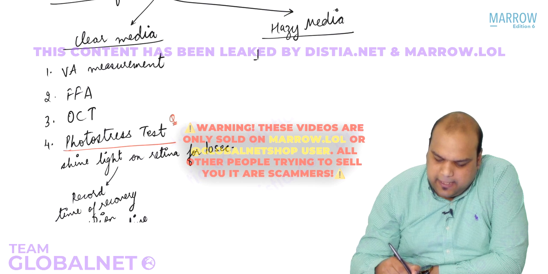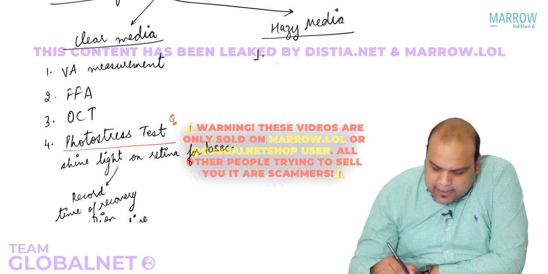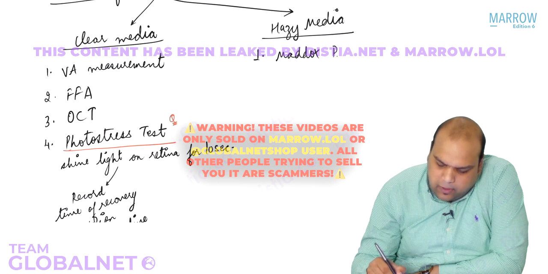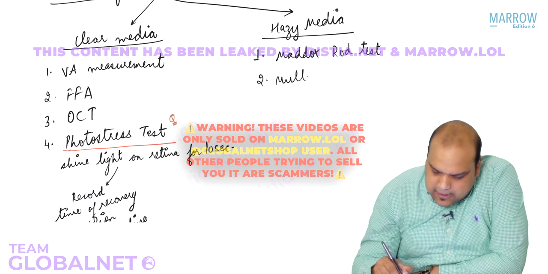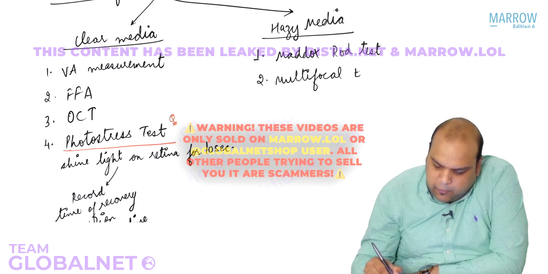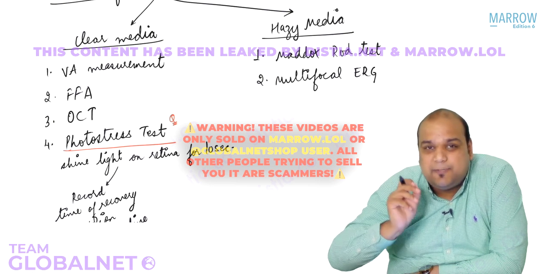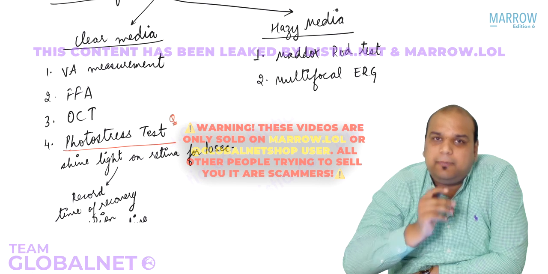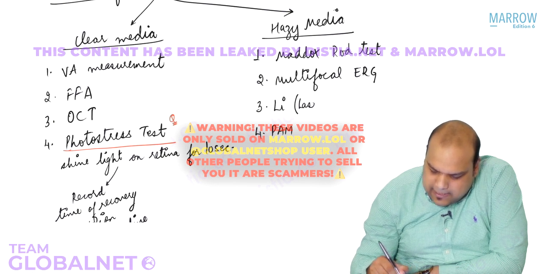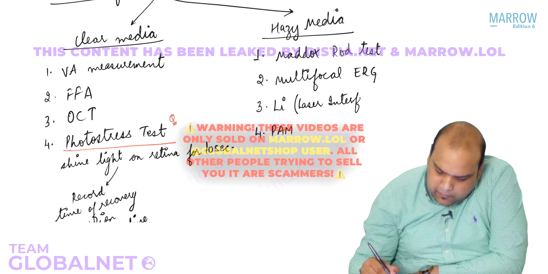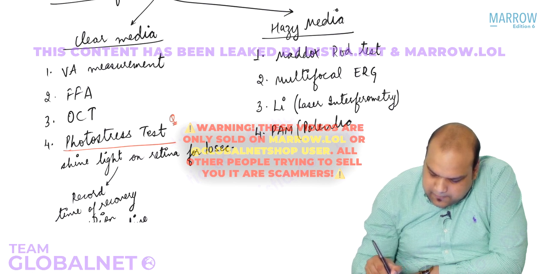What about the test in hazy media? In hazy media, everybody, the test we can do is Maddox rod test, already explained in squint lecture. Number 2, everybody, as we have just now noted a little while back, multifocal ERG, because it is producing responses only from cone cells, everybody. It can be used as a macular function test. Number 3, we can do something called as Lee and Palm. Lee is called as laser interferometry, and Palm is potential acuity meter.